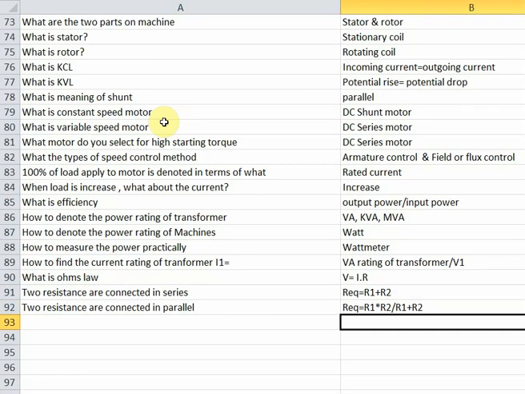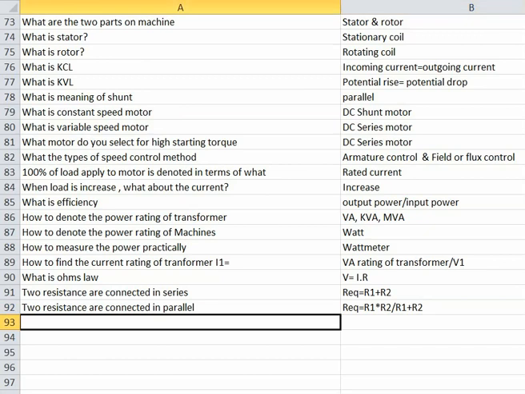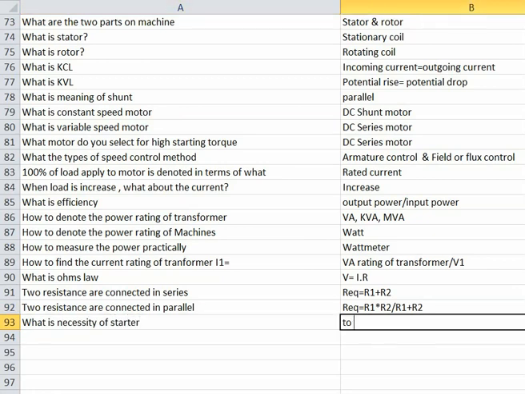Time has also reached, so we will go quickly and complete. Okay, what is the necessity of a starter? To minimize the starting current.